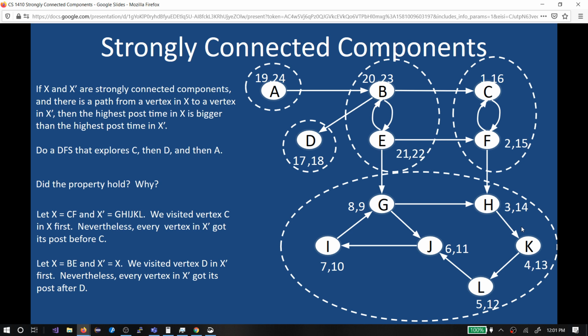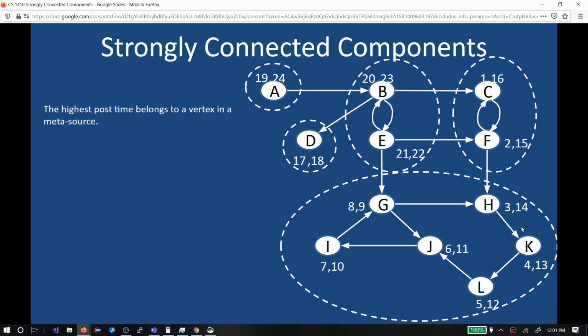And the reason is, if you visited C, you're going to end up in that chunk below, and that chunk below is going to get all its post times assigned before C gets its post time. I'll stop at this observation. If you do a depth first search on a directed graph, the highest post time is going to belong to a vertex in a meta source. You can see it happen right there. There could be multiple vertices in a meta source. There could be multiple meta sources. But if we do a depth first search, we're guaranteed to identify a vertex that occurs in a meta source.